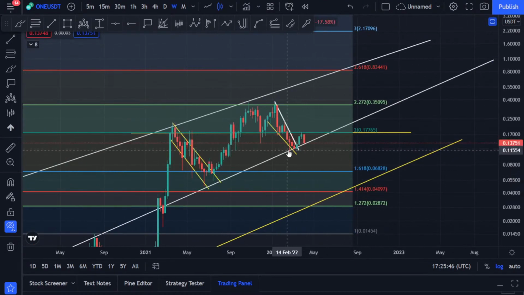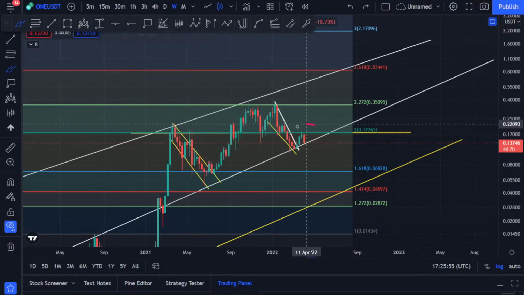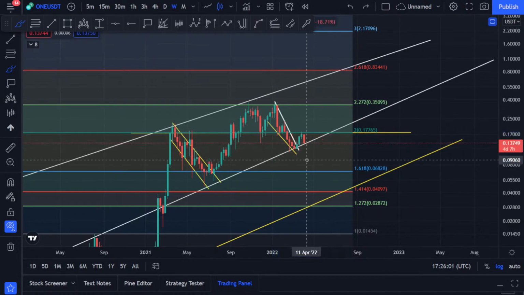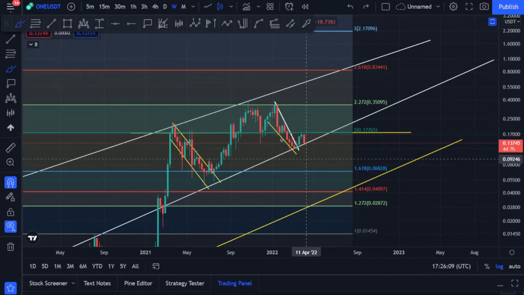This is a very panicky situation. The same feelings were there when Harmony1 was right over here at the support. Same feelings have again come here. If it does break this, sorry, my mic went off. So if we break this, then we are coming down. Okay, so keep that in mind. At the moment, I don't see any bearish patterns being formed.